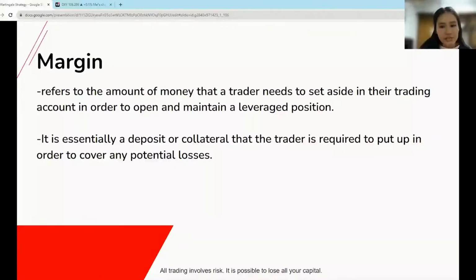So margin in trading refers to the amount of money that a trader needs to set aside in their trading account in order to open and maintain a leveraged position. So it's essentially a deposit or collateral that the trader is required to put up in order to cover any potential losses.